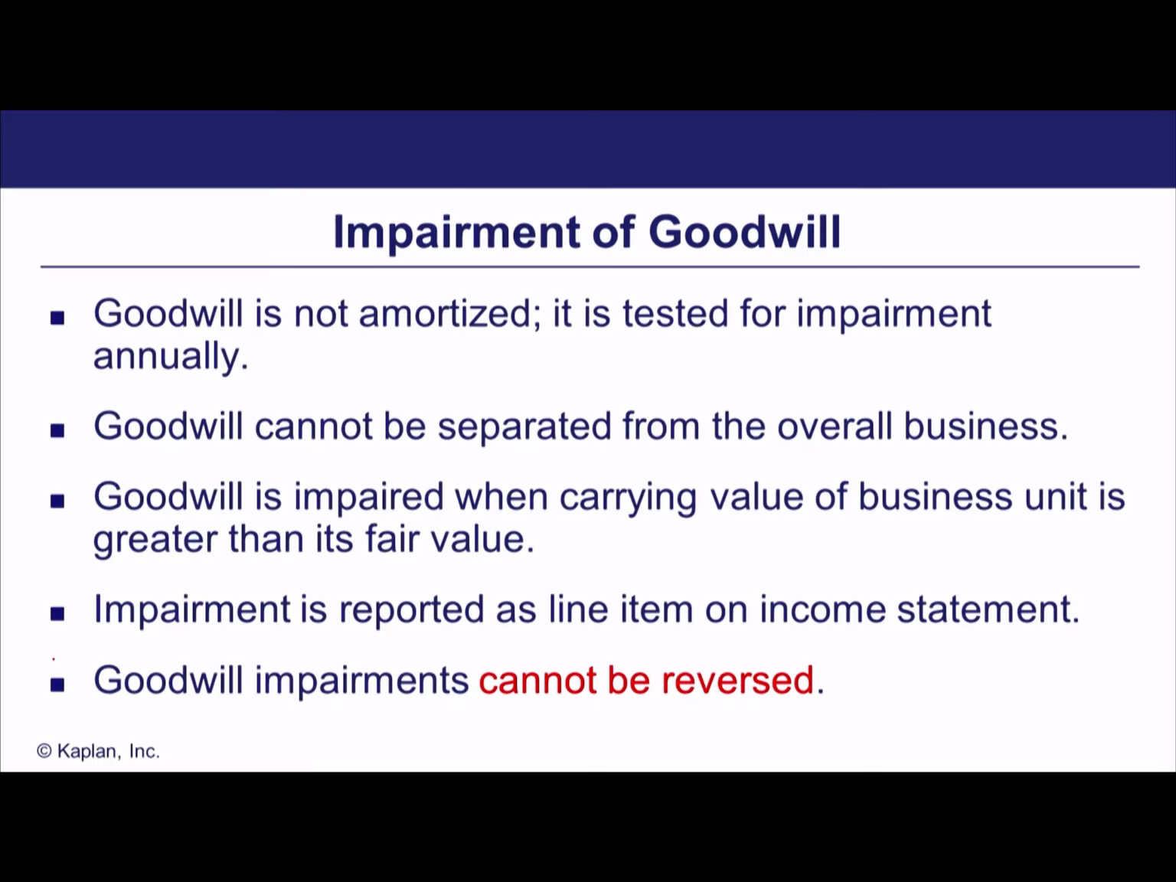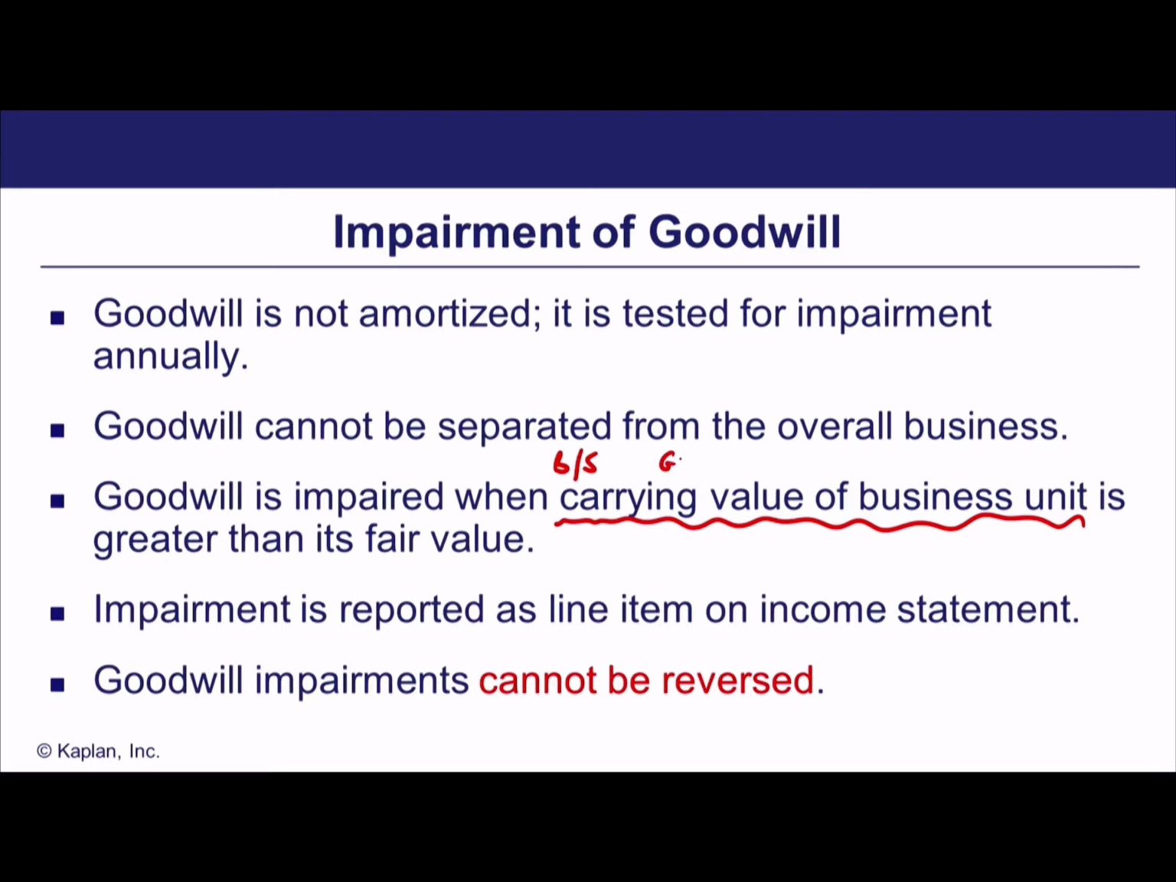Now, as we said, goodwill cannot be separated from the overall business. It's not an identifiable asset in its own right. So when do we have an impairment? Well, we have an impairment when the carrying value of the business unit is greater than its fair value. Remember, what does carrying value of a business unit mean? Carrying value of your business unit is the balance sheet value of the subsidiary that you've got included in your group accounts.